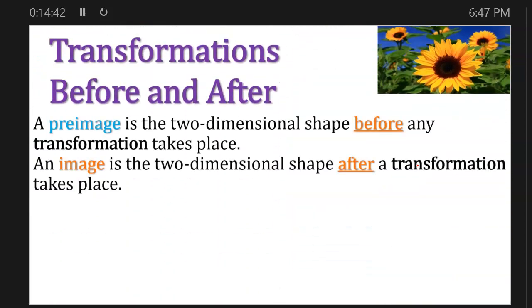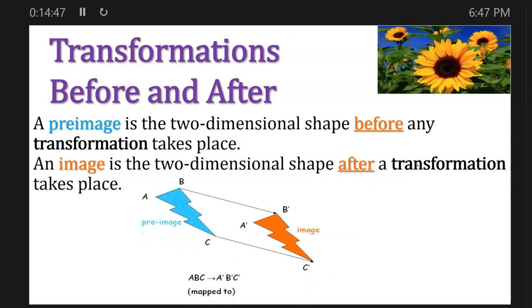Transformations before and after. A pre-image is the 2-dimensional shape before any transformation takes place. An image is the 2-dimensional shape after a transformation has taken place. So notice this pre-image here, the A, B, and C lightning bolt, does not have any prime marks. However, the image, after it was translated to the right and down a little bit, is A prime, B prime, and C prime. So we can also write it out as saying lightning bolt ABC has been transformed to A prime, B prime, and C prime.